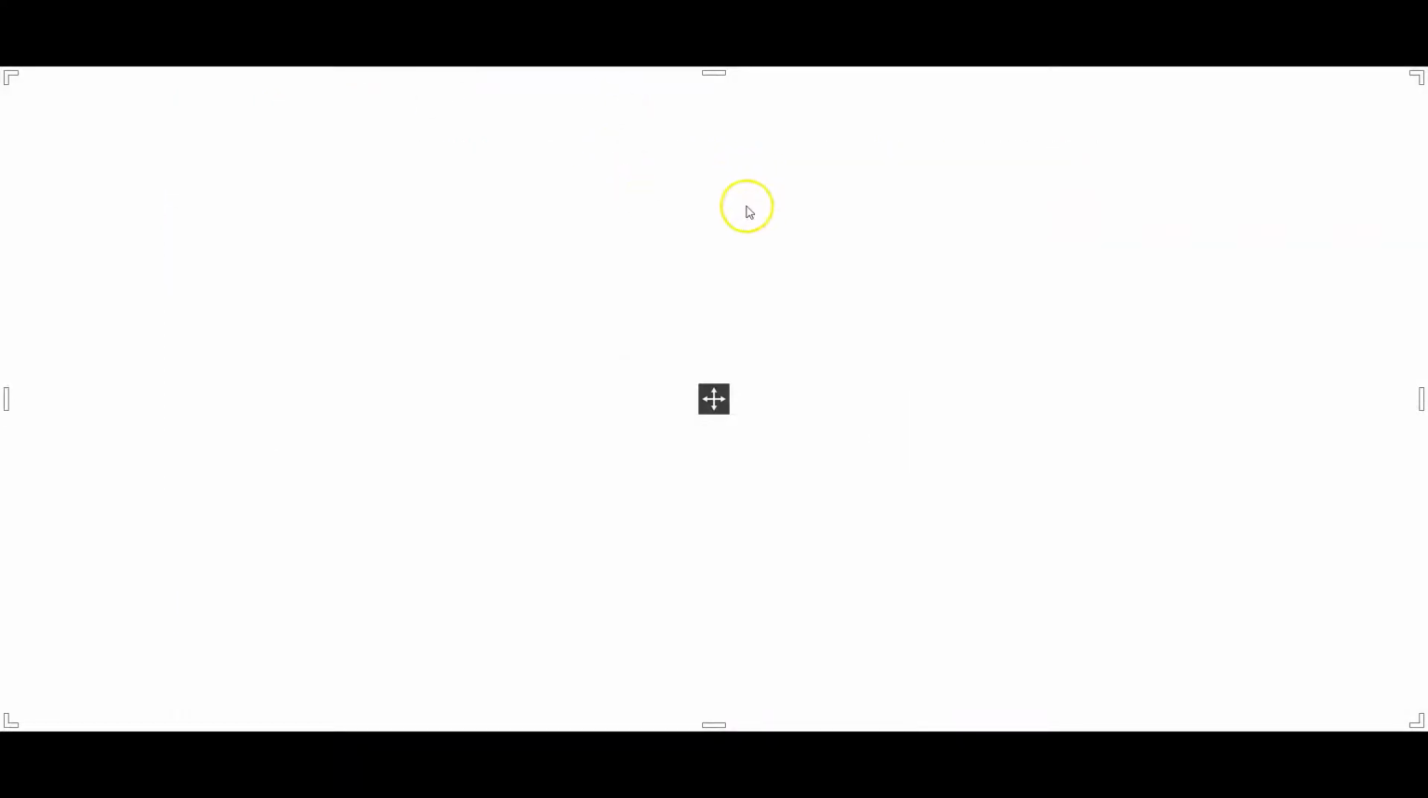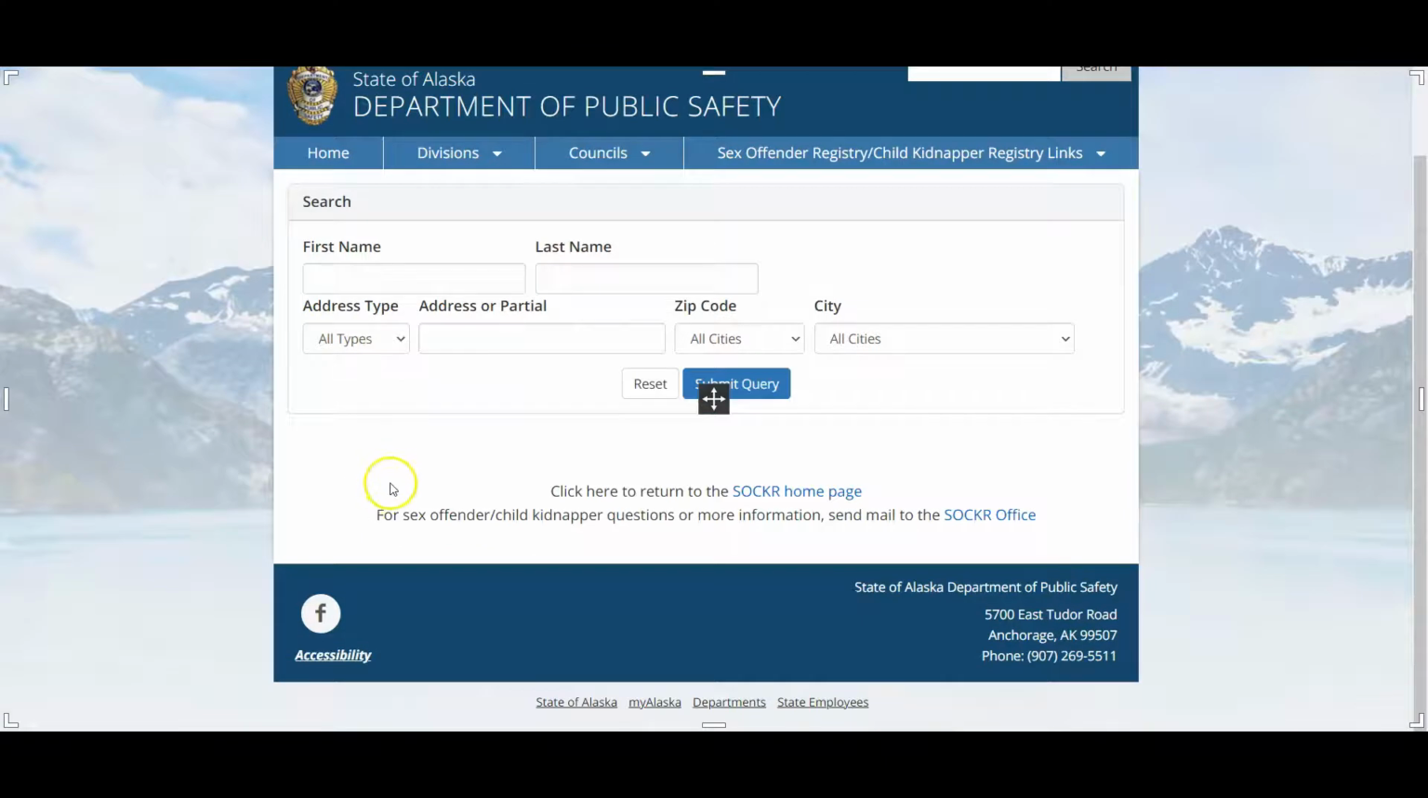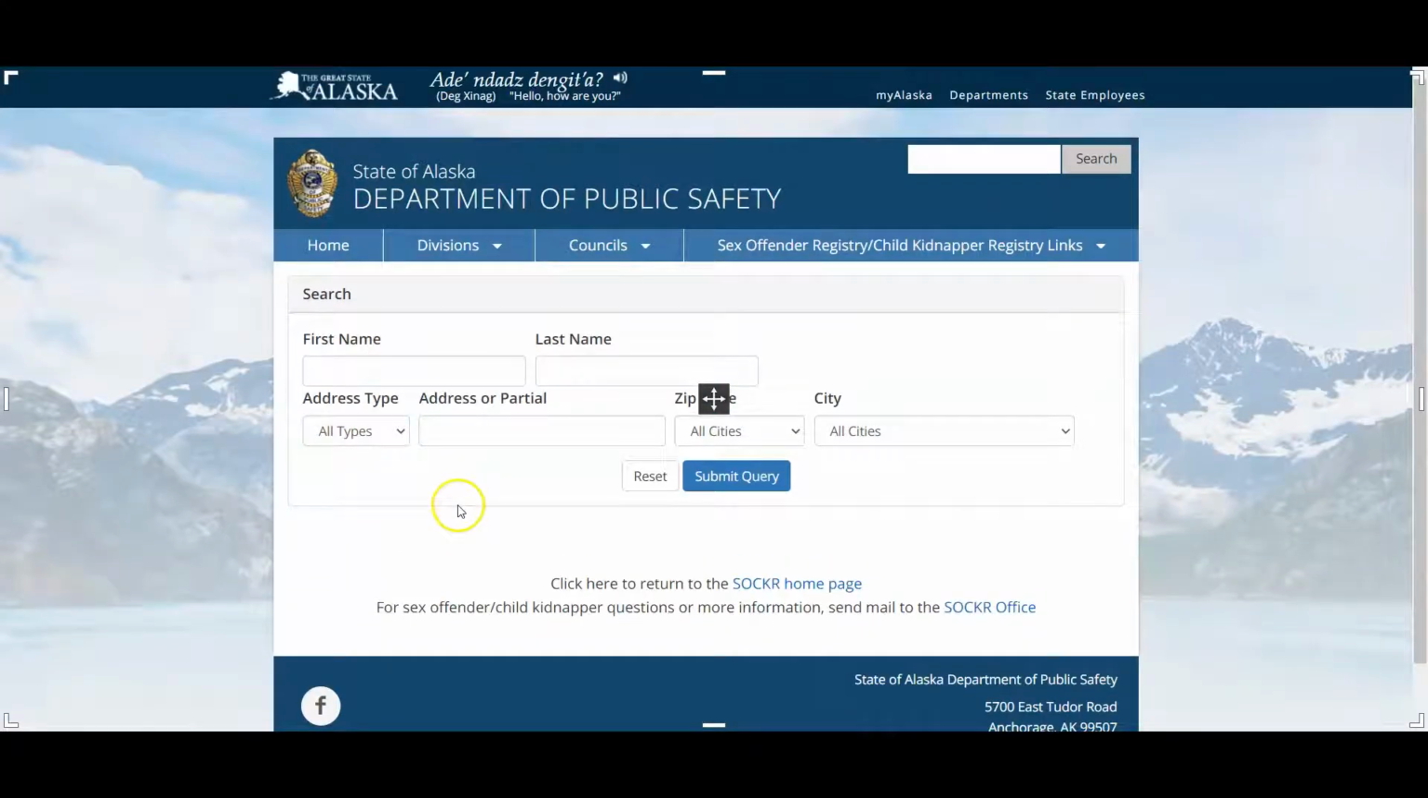Now, one thing Alaska does offer, which most states do, is a sex offender registry search. That's something that you can do a name search based on, and that's going to give you information on people potentially in your area. Or you can also search by name if you are concerned about someone or know that someone has committed this kind of crime and you want to know where they are. So they do offer that.